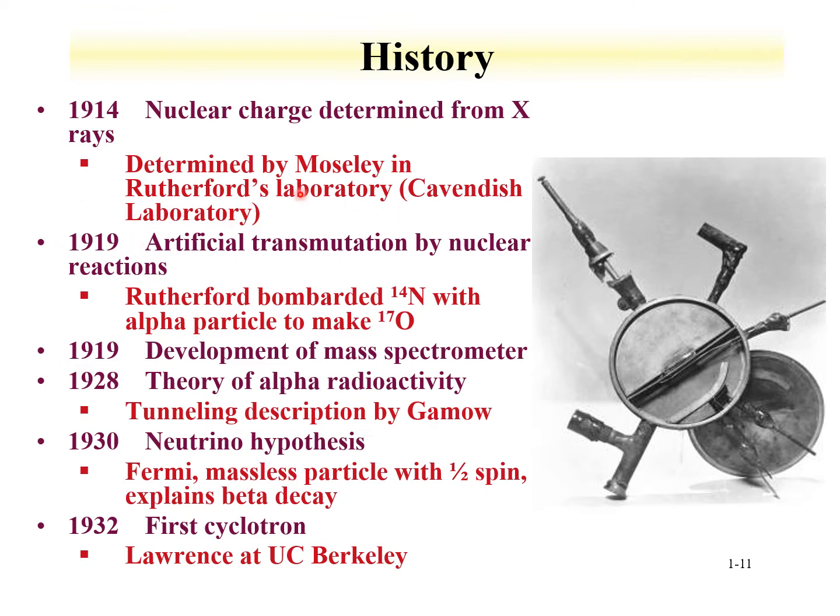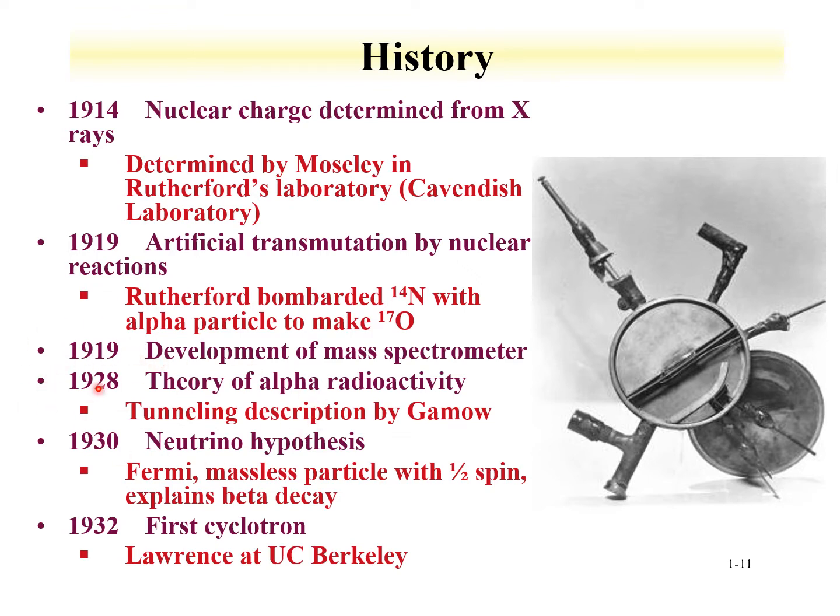1919, artificial transmutation by nuclear reactions was observed. Again, Rutherford. He bombarded nitrogen-14 with an alpha particle to make oxygen-17. The nitrogen-14 came from the atmosphere, and the alpha particle was from a radioactive source. He just identified that you could have this nuclear reaction occur. So you can see that Rutherford's lab was putting out a lot of great research and great researchers. 1919, the first development of the mass spectrometer.